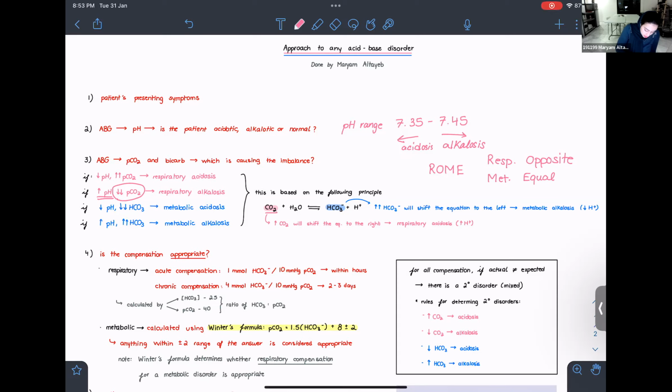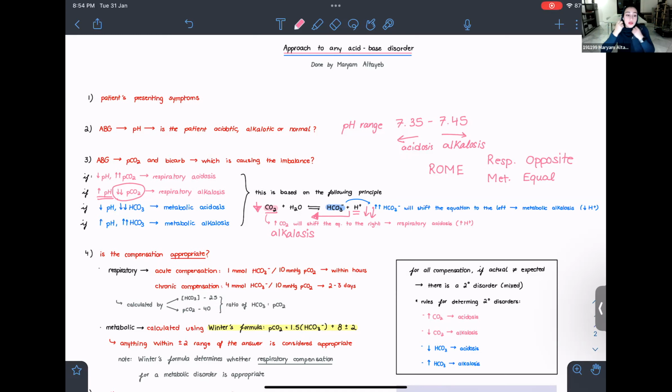If CO2 goes down, the body always wants this equation to be in equilibrium. So it's going to shift from here to the left. And when it shifts this way, that's going to lead to a decrease in H+, meaning you're going to have alkalosis. What I'm trying to emphasize with you guys here is that if you know this equation, you can essentially understand what's going on at a base level.